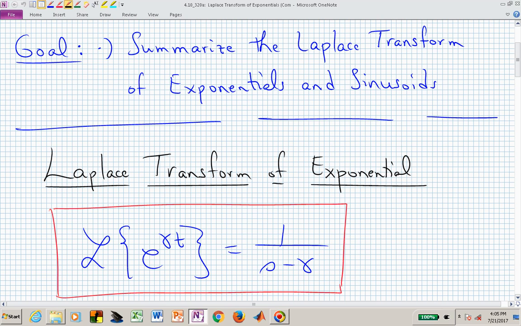And to do that, if you get comfortable with the Laplace transform of the exponential, where this exponential could be real or imaginary, then we will start to become very comfortable with what's happening relative to the Laplace transform operation, moving from time domain into frequency domain.